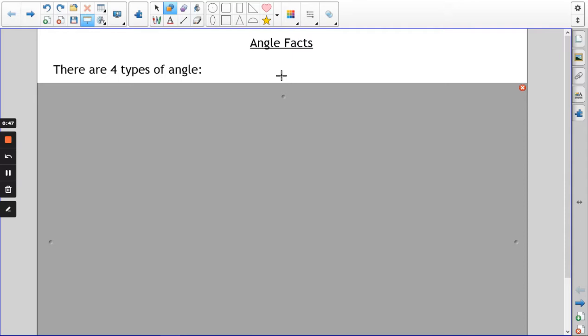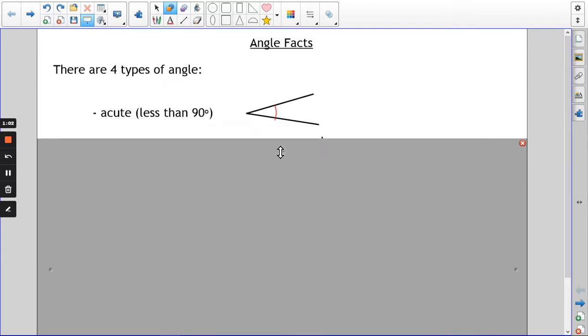Okay, 4 main types of angle. If you want to pause the video and have a little think at any stage, or pause the video while you write something down, that's fine by me, and then just play when you're ready. Okay, so the 4 main types of angle are, so we've got acute angles. Those are angles which are smaller than 90 degrees.